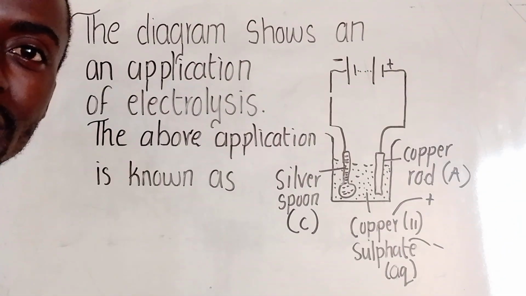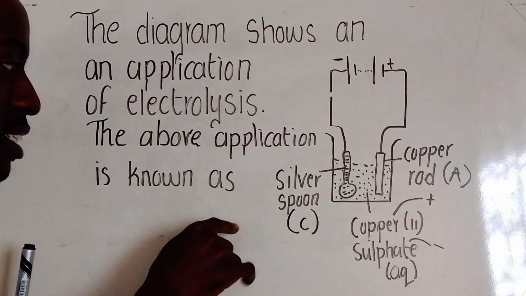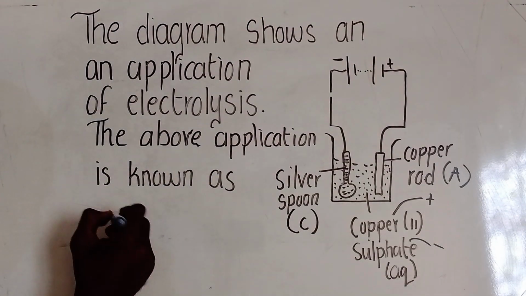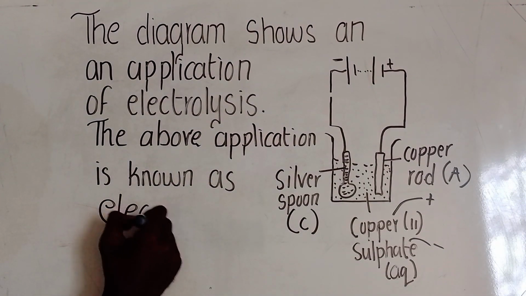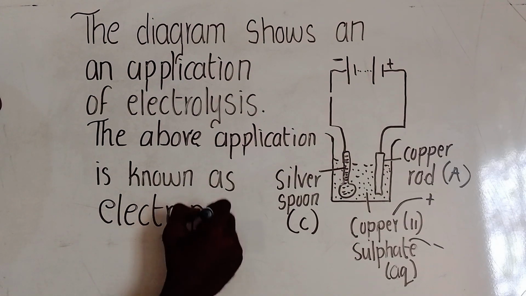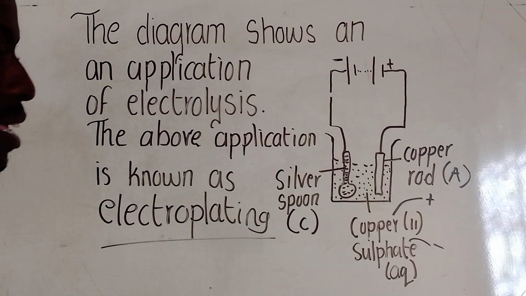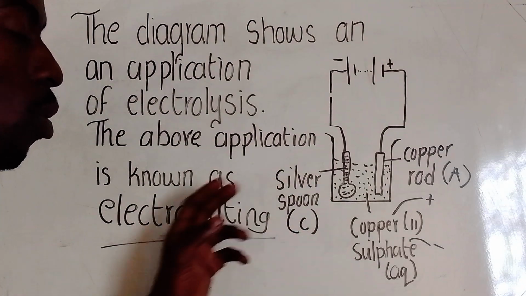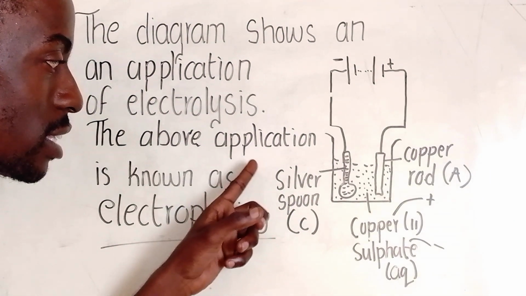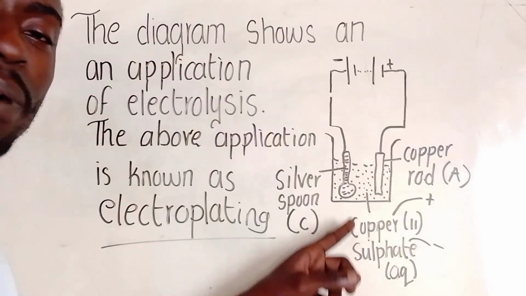Now coming to the question, they're saying the above application is known as what? This is what we call electroplating, which is the answer. Why? Because we are plating, or coating, the silver spoon with the copper ions.